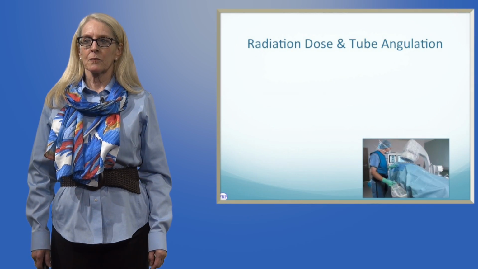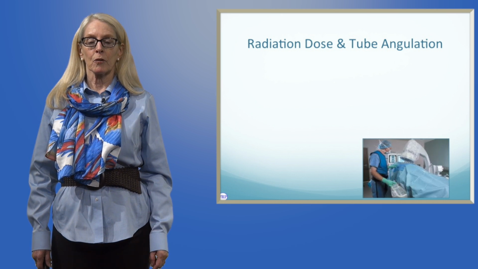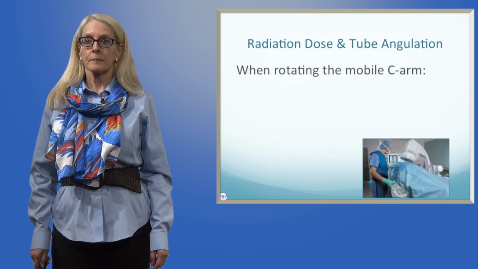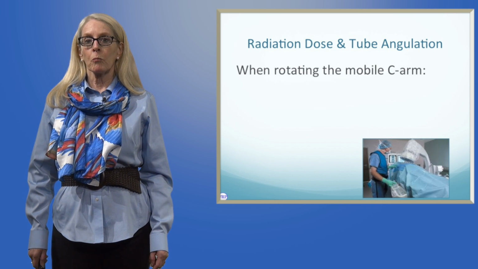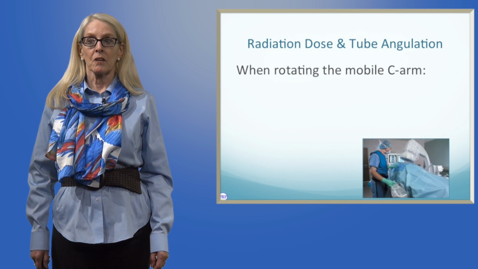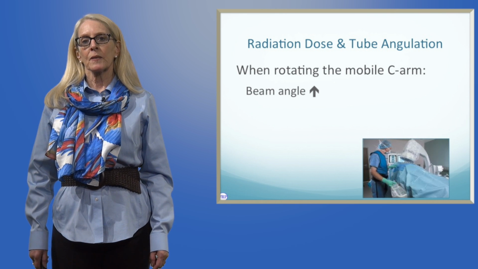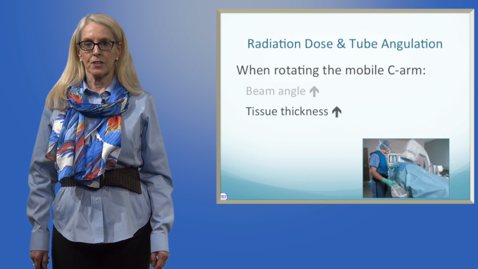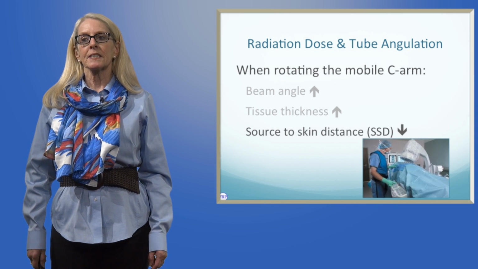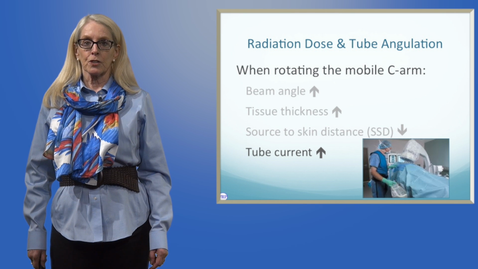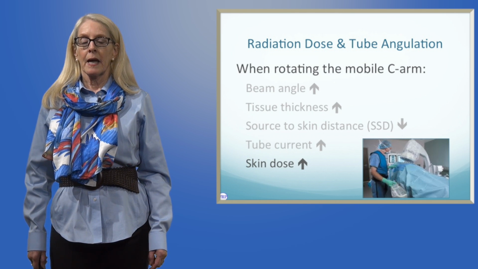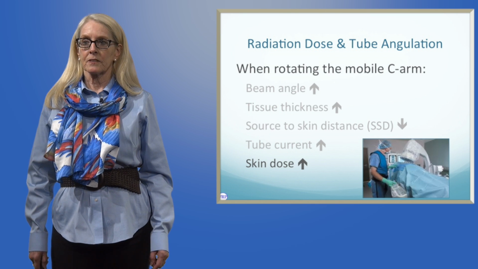Now we want to discuss what happens with dose when you angle your tube, or if you're in the RNF room, if you start to turn your patient, say from AP to a lateral. When you rotate the mobile C-arm, or when you're turning your patient, you increase beam angle, which also increases the tissue thickness that the beam has to go through, and it shortens the source to skin distance, which automatically increases the tube current to the patient, which obviously increases skin doses.